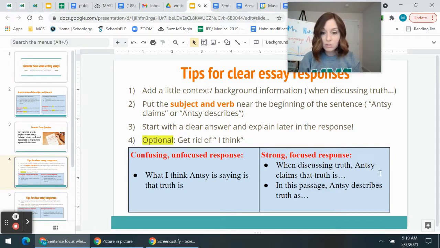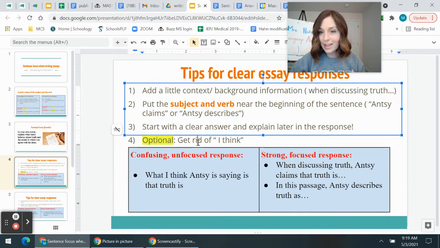Start with your answer. When discussing truth, Antsy claims that it is this. Then you can give examples and explain, right? Now, optional, you could get rid of words like "I think Antsy." That's optional because there is a good way to say, "I think Antsy believes truth is this." It's okay to do that.